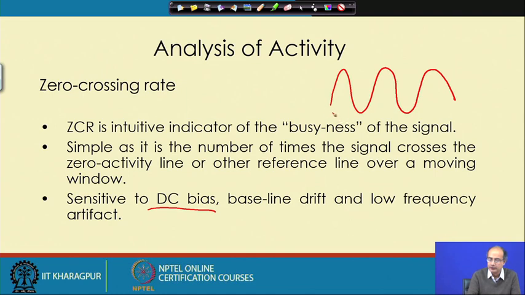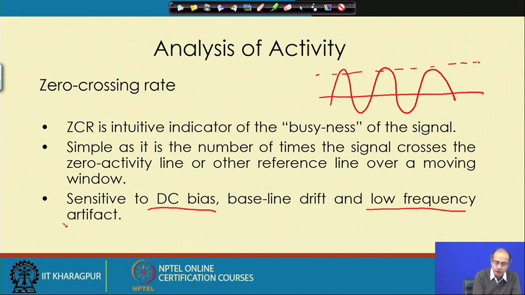Now, if we take the DC value at the middle, we had one kind of result. Now, if we take it by a DC bias, if we take it here, we get a different kind of zero crossing. So, the DC bias of the signal can actually affect the result, and in the same way, low frequency artifacts can also affect the result.